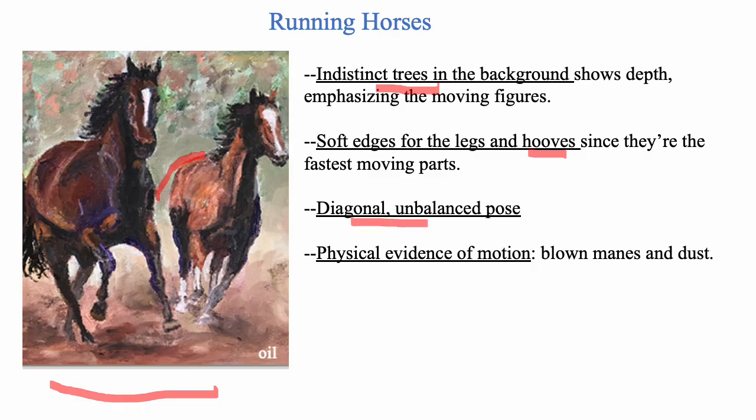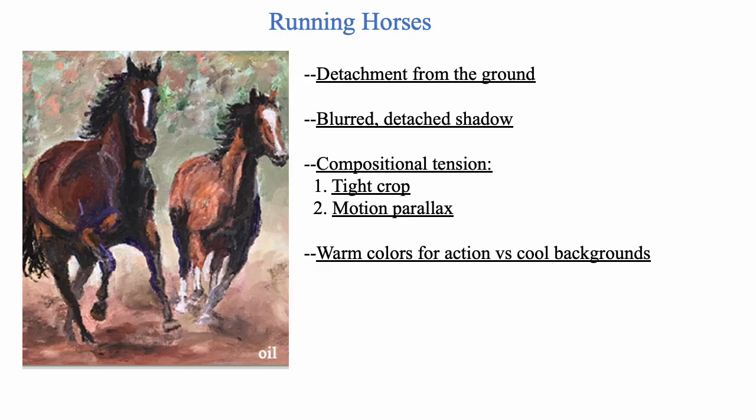The diagonal unbalanced pose, particularly of this horse, creates a line that suggests that he's leaning forward into his momentum, making it look as if he's much faster than if he were straight up and down. And there's physical evidence of motion. The blown mane suggests that they're cutting through the air, and the dust suggests that they're hitting the ground with force. But wait, there are even more motion cues in this painting.